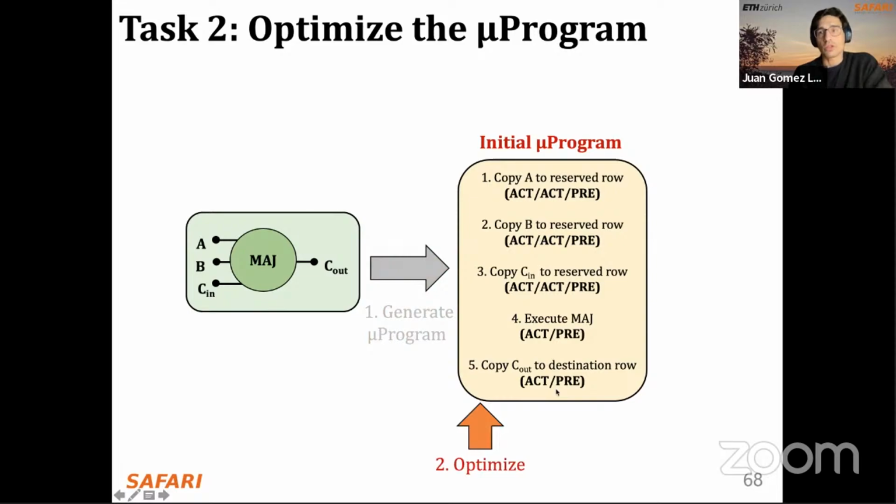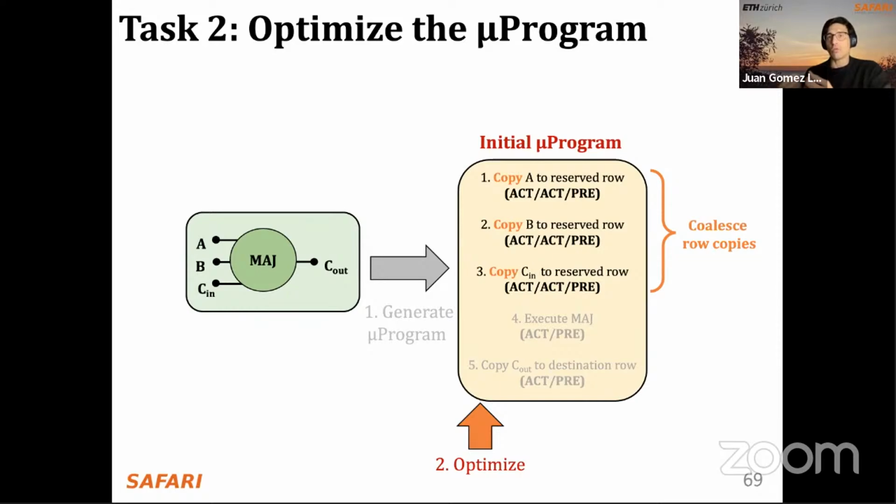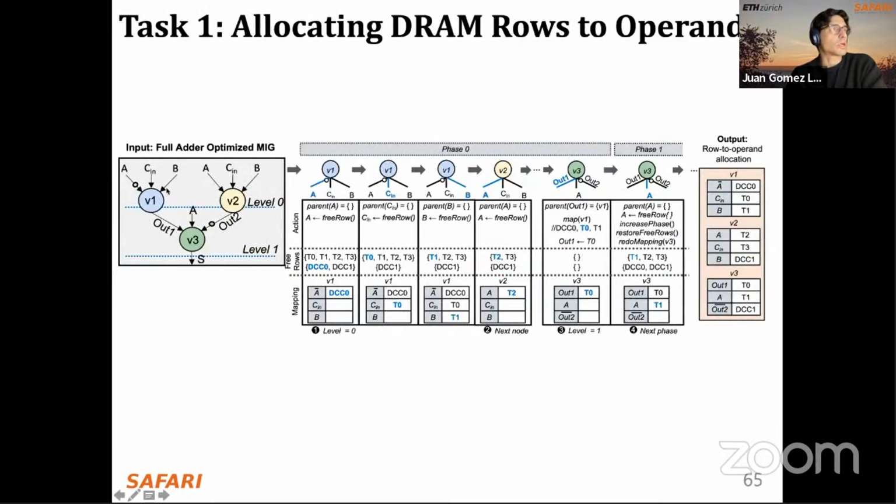There are different techniques that we can apply for the optimization of the microprogram. One thing that we can do is coalescing row copies. In some cases, we are going to need the same operand multiple times, right? If you remember this graph here, we see two vertices or two majority operations, V1 and V2, and both of them are using the same inputs, right? A, C in, and V.